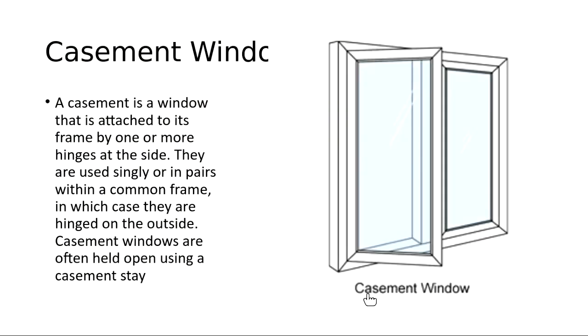Casement window is a window that opens on the side. We're going to talk about windows again later, but a casement window opens on the side. It's either a crank or a push out. Casement windows can also open in, but it's always hinged on the side.